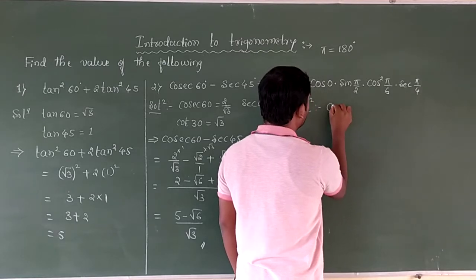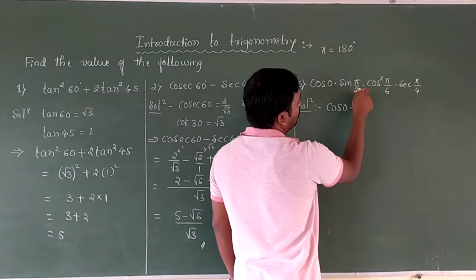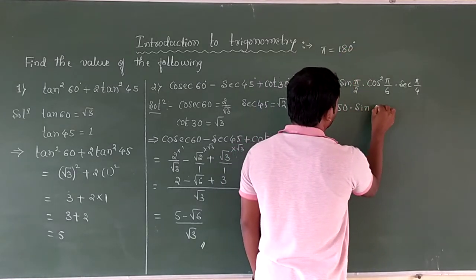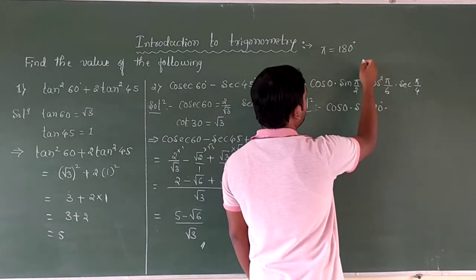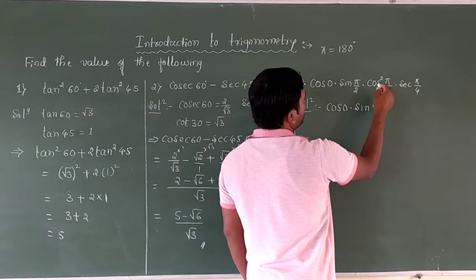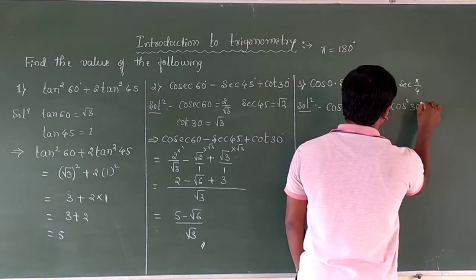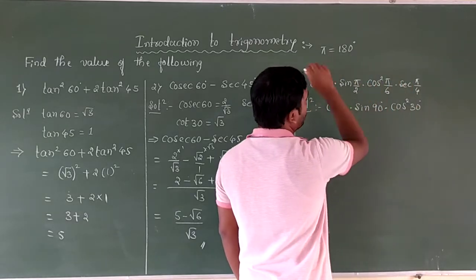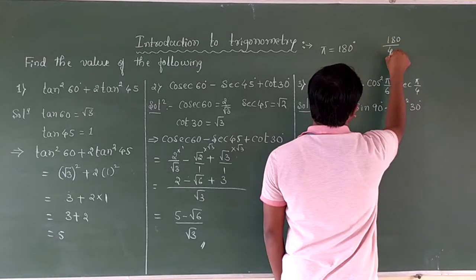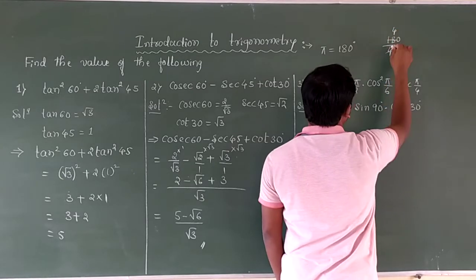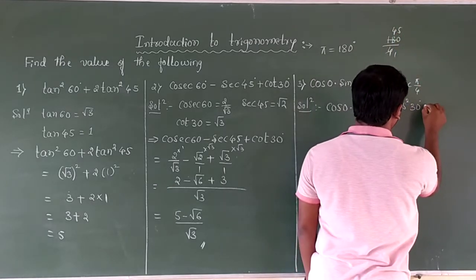Cos 0 into sin pi by 2. Sin pi by 2 means 180 by 2, so sin 90, into cos square pi by 6. 180 by 6 is 30 degree, so it is cos square 30, and sec pi by 4. Pi by 4 means 180 divided by 4, children, which is 45 degree. So it is sec 45 degree.